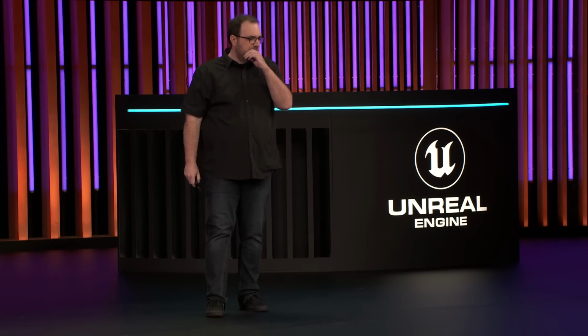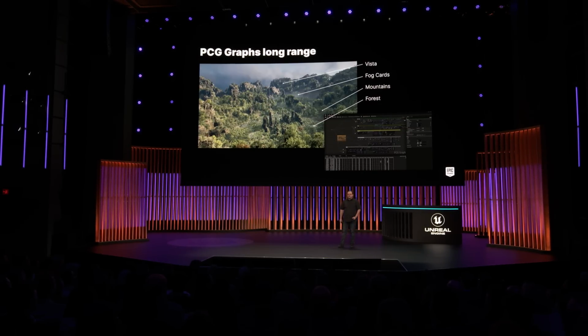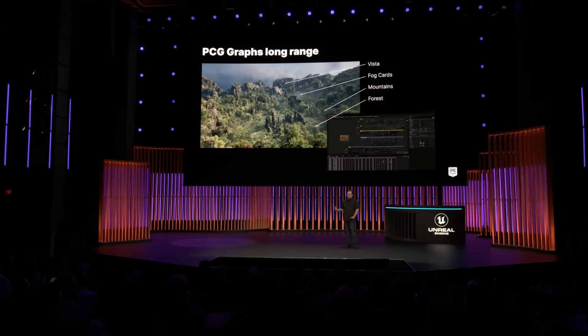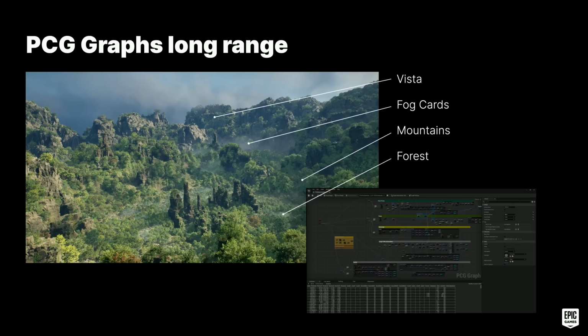OK, let's jump onto the long range. The remaining 4 rules are the vistas, the mountain and base forest rules, and the fog cards. And pictured to the right, we have the forest graph, which supports the most interaction and customization within the demo.